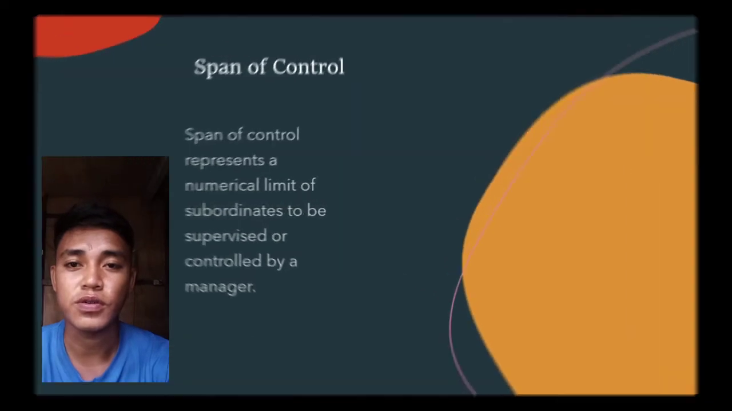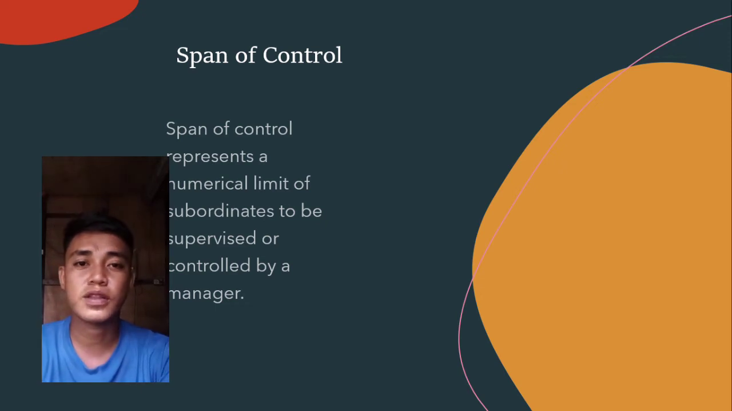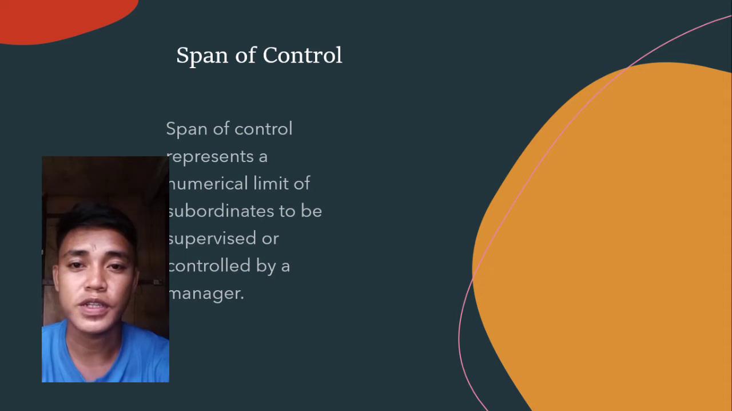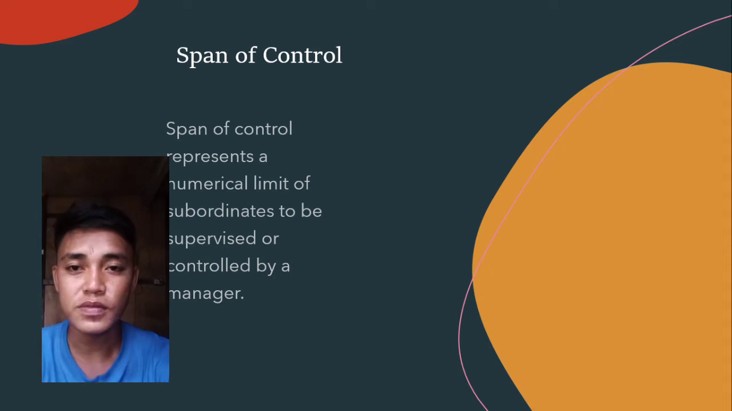3. Span of control. Span of control represents a numerical limit of subordinates to be supervised or controlled by a manager. There is a limit to the number of subordinates that can be supervised effectively. However, the effective number of subordinates will vary depending upon the nature of the job, competence of the manager, quality of subordinates, etc.